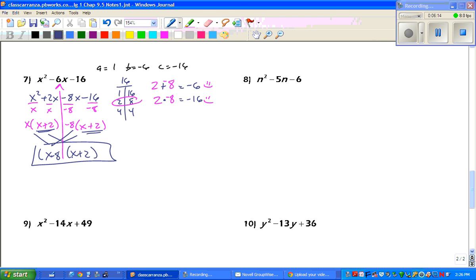All right, number 8. So a is 1, b is negative 5, and c is negative 6. So 1 and 6, 2 and 3 are our factors. Numbers that add up to negative 5 and multiply to negative 6. See if you can figure out what numbers go there, and then finish the problem. You guys are all on your own for the rest of this. On your marks, get set, pause the video.